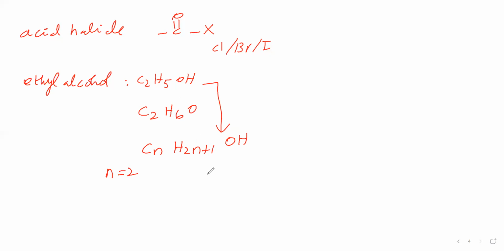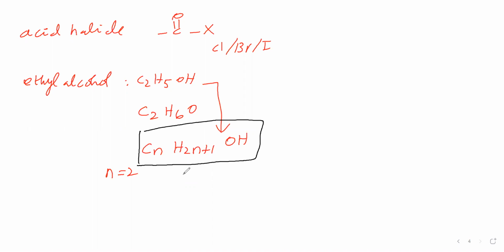C2H5OH, alcohol, comes under which general formula? In the sense, the general formula is CnH2n+1OH. So for alcohols we can say the general formula is CnH2n+1OH. It is one possible general formula for alcohol.